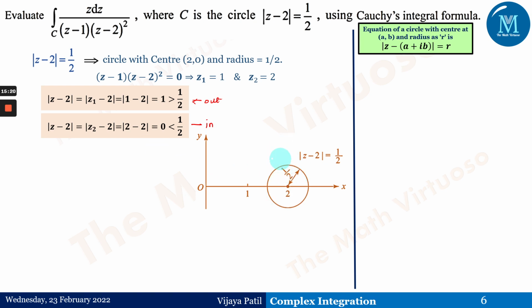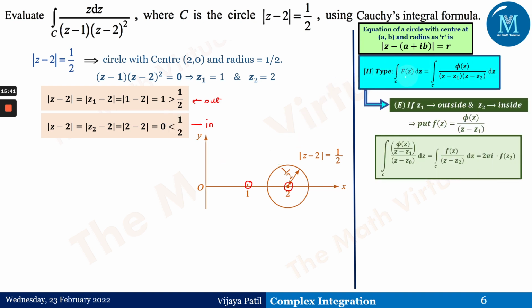If you see this pictorially, the center is at 2, 0 and the radius is a half, a very small circle, and the points are 1 and 2. So if you observe here, 1 is out and 2 is inside this circle, and that is what we got by this also. So again, this is type 2, part E.